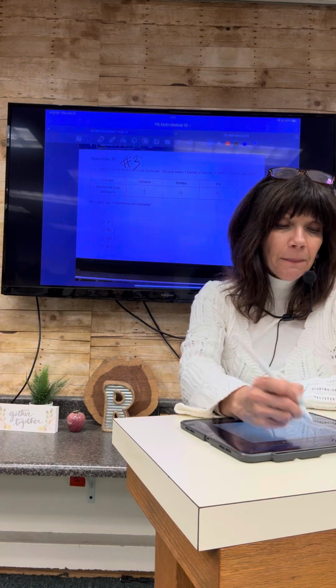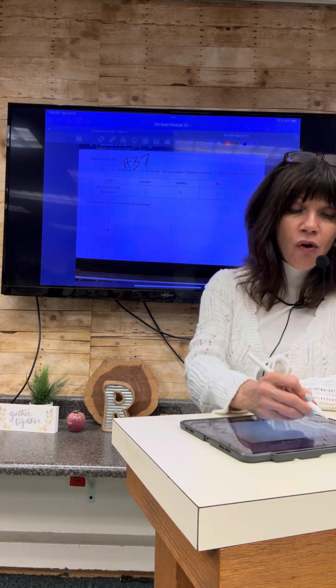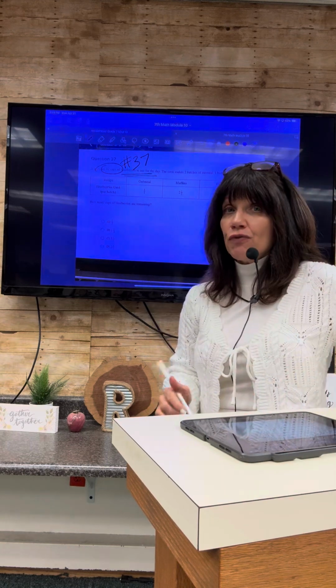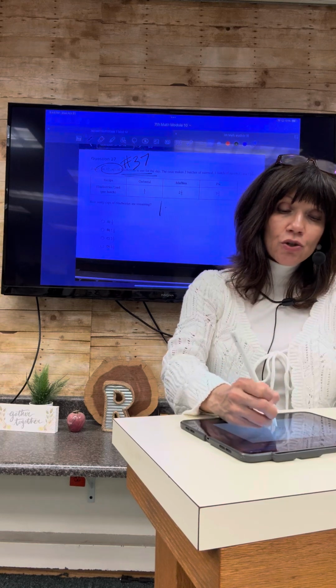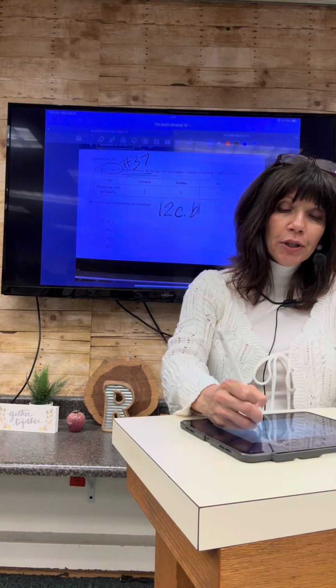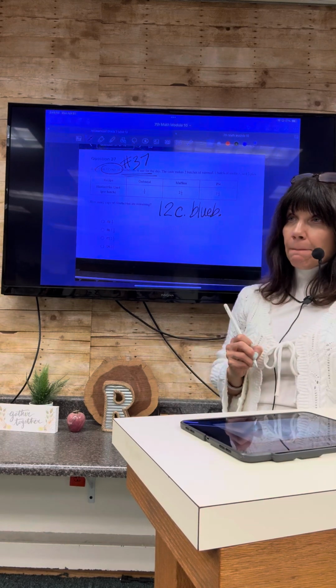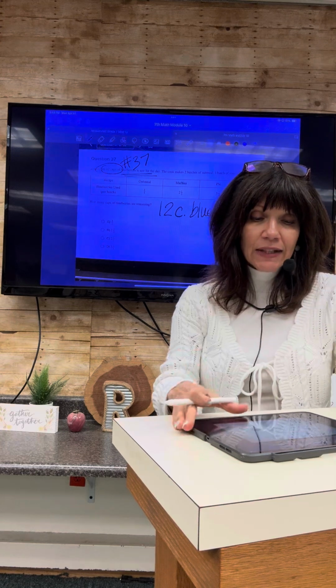Number 37. A cook has 12 cups of blueberries. How many cups of blueberries does the cook have to use for the day? 12 cups. Write yourself a note. 12 cups blueberries. All right, now let's see what else they have for us.